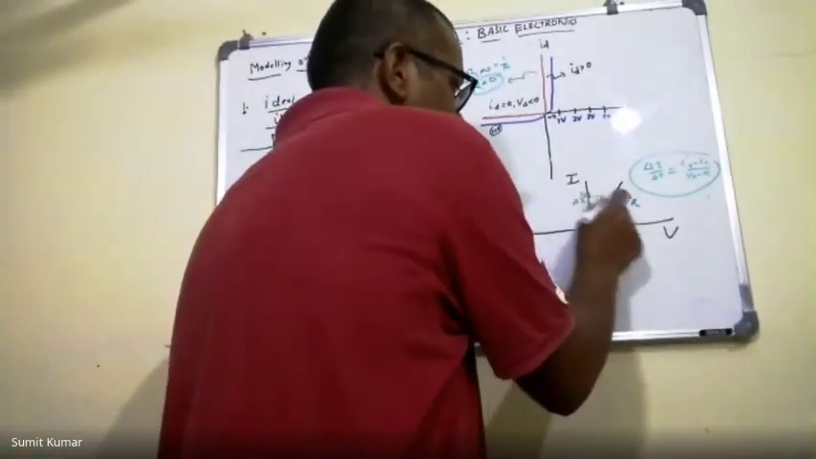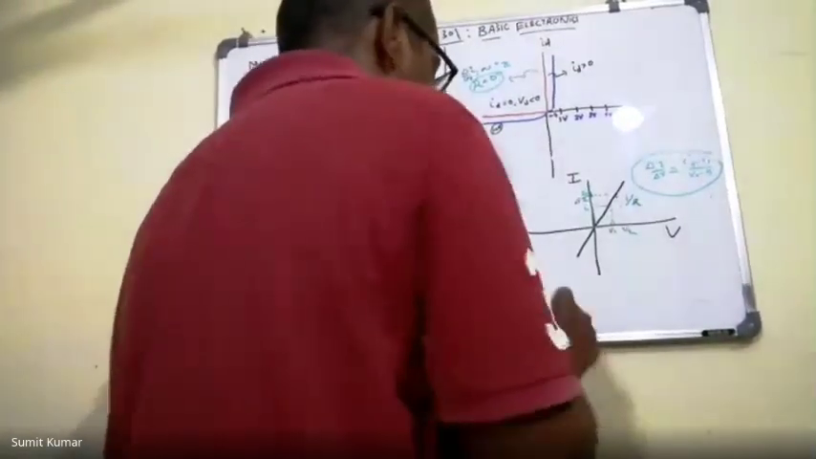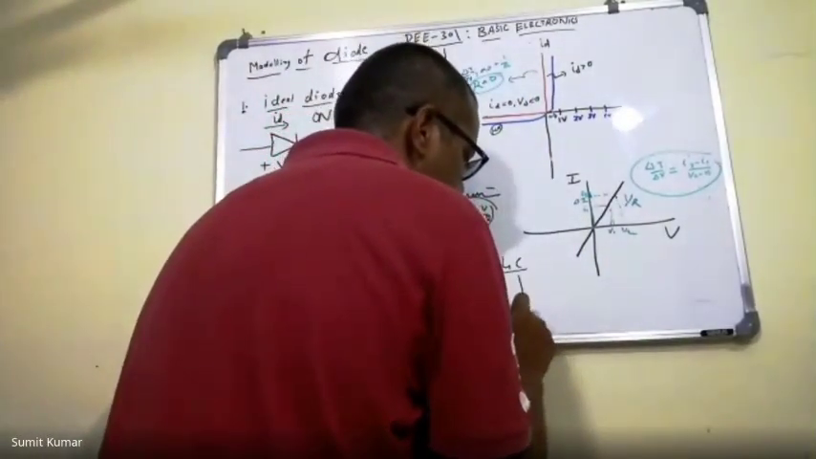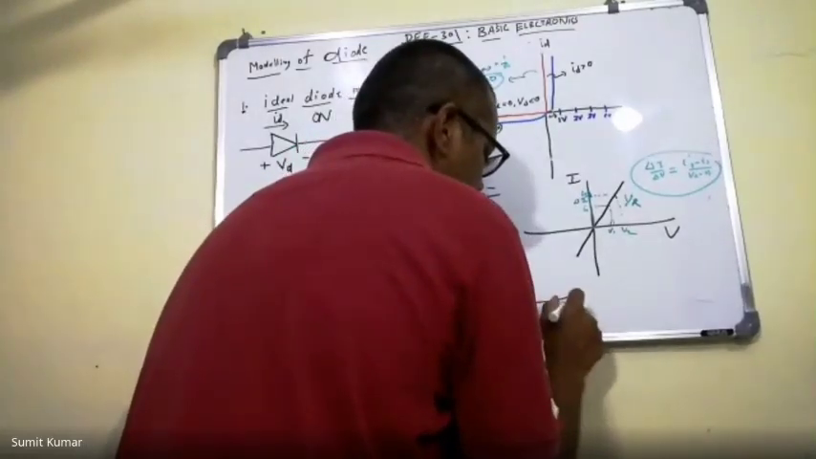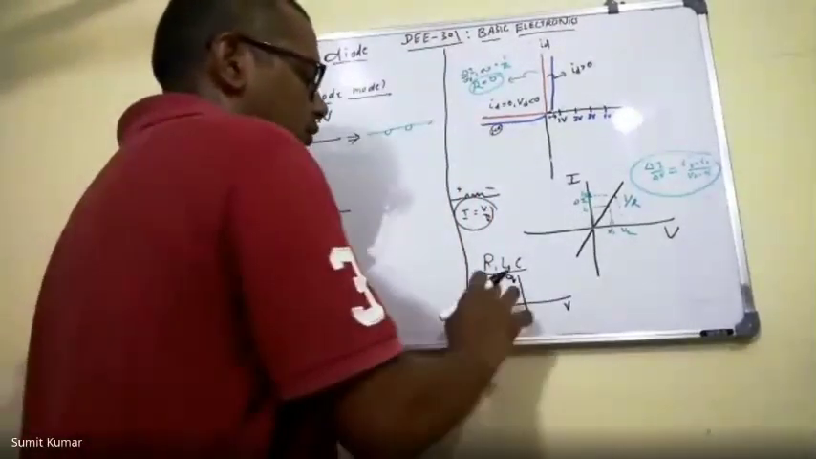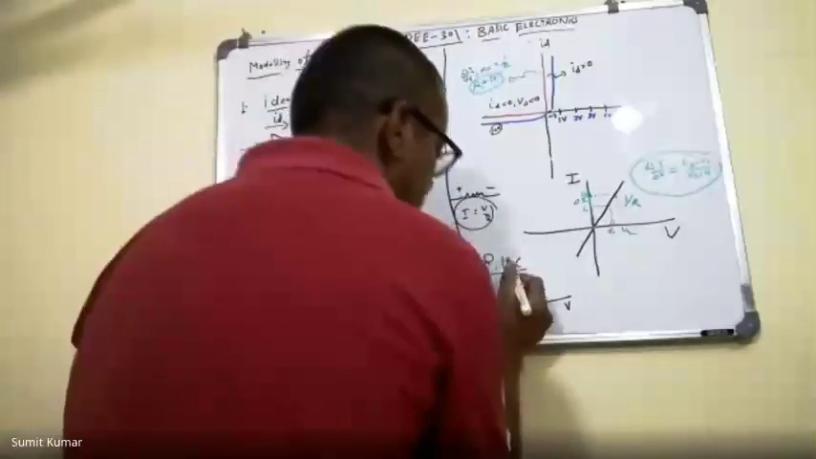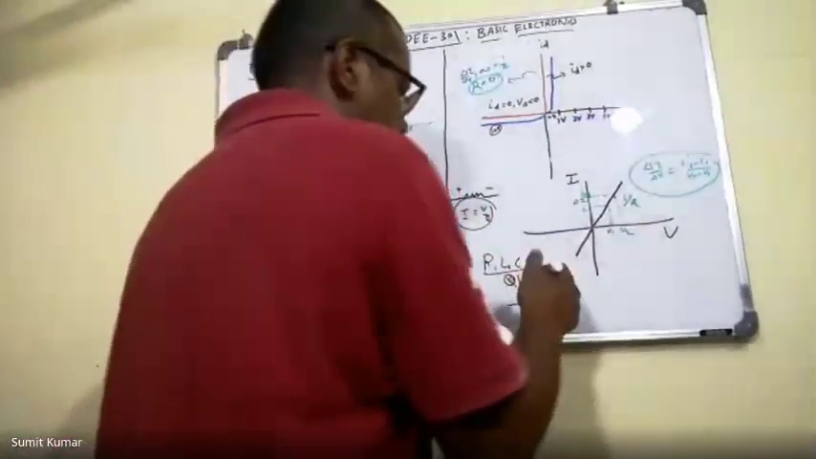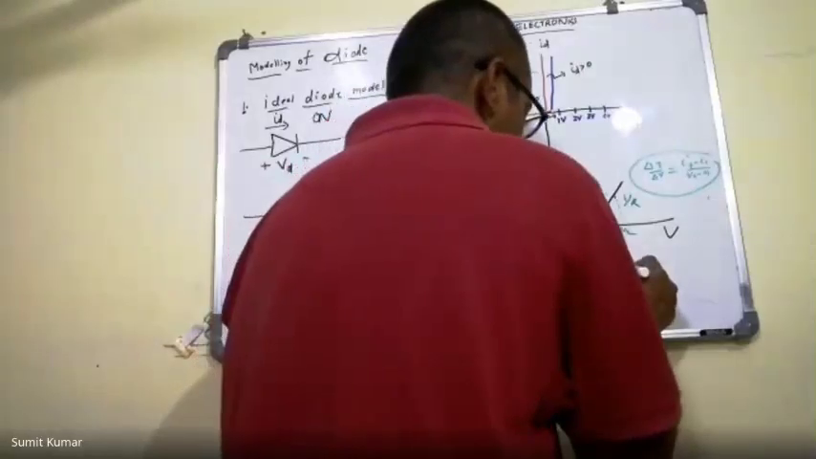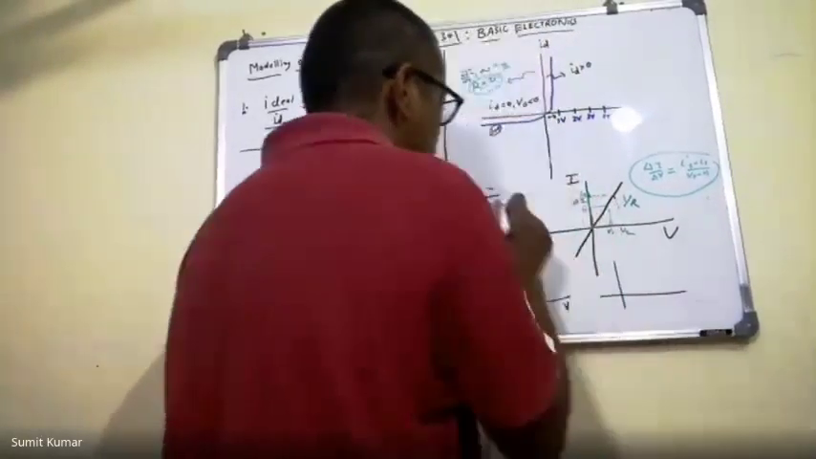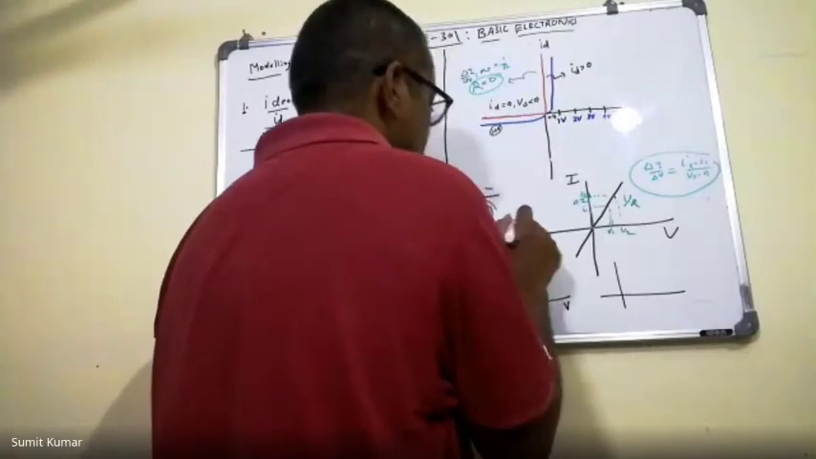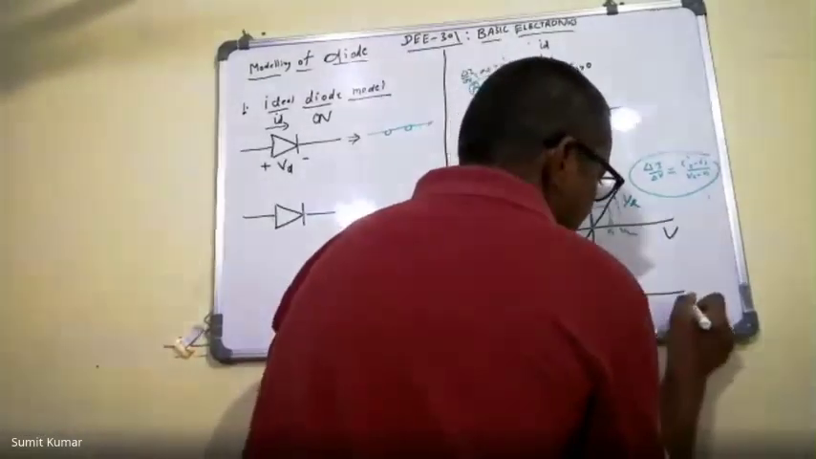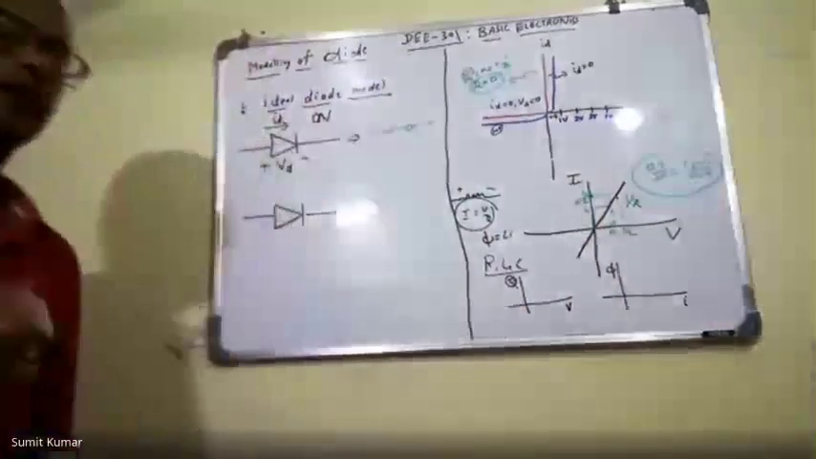Why? Because the IV characteristic of the resistor is linear, and for the capacitor, the QV characteristic is linear. You can see Q equal to CV. We know that the QV characteristic is a linear characteristic for the capacitor. And for the inductor, we know that phi equal to Li. The flux is there. So the phi and I characteristic is linear. That is why these devices are linear.